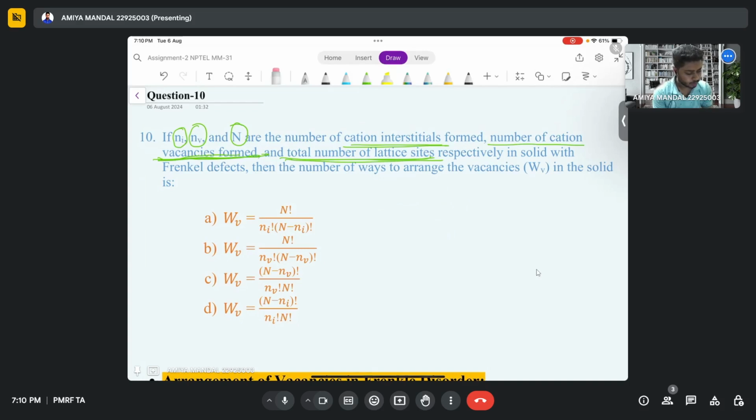Actually, what happens is this is the cation site, this is the anion site, again anion, again anion, this is cation, this is cation. In between them, there are interstitial sites. So the number of ways to arrange the vacancies in the solid is that of the Frenkel defect. In a Frenkel defect, what will happen?